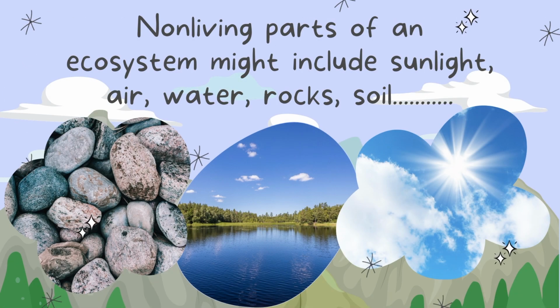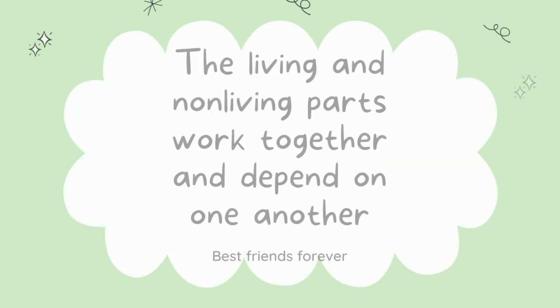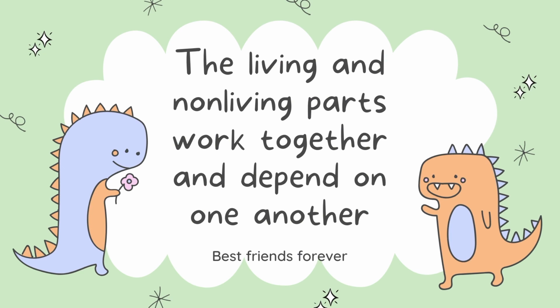Some non-living or abiotic factors in an ecosystem would be things like sunlight, air, water, rocks, soil. Can you think of some other non-living parts of an ecosystem? These living and non-living parts work together and depend on each other.